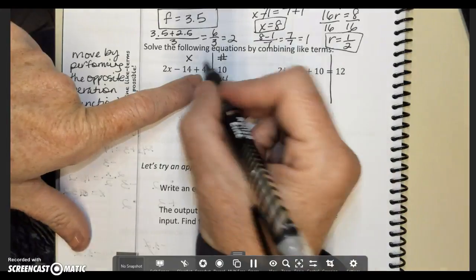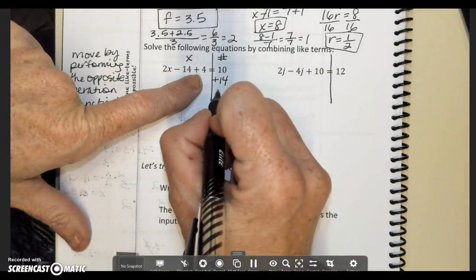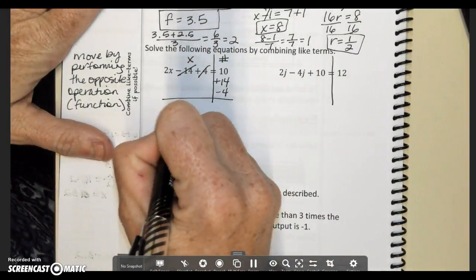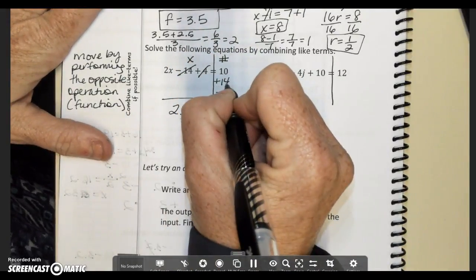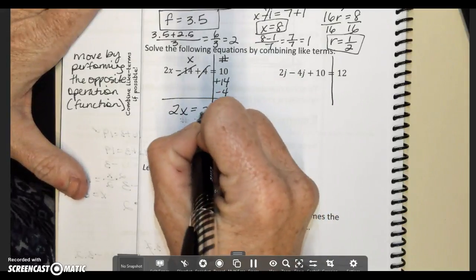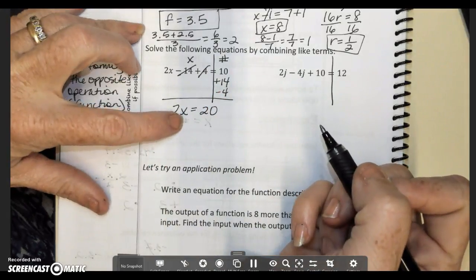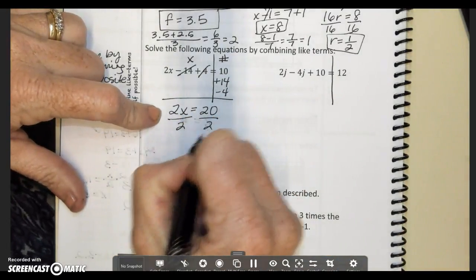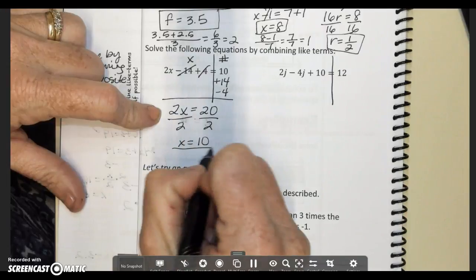4 is a number, so I'm going to move it to the other side. The opposite of 4 is negative 4. So these can go. Now I just need to total that up. So I have 2x equals 10 plus 14 is 24, minus 4 is 20. And then x had a 2 multiplied to it. I need to divide that back out, and I get x equals 10.